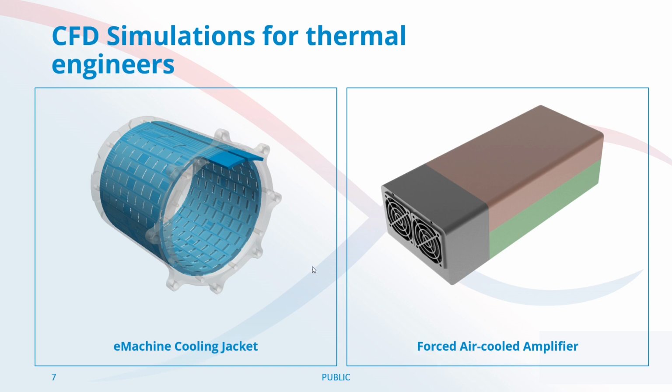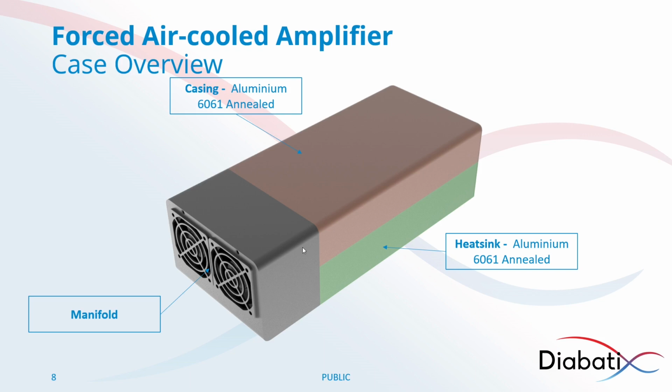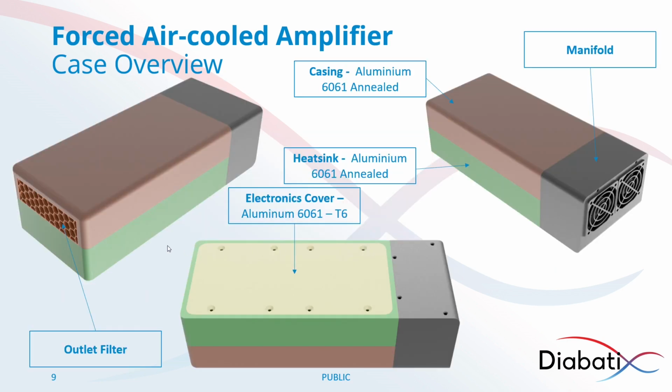So before switching again to the platform, I'll quickly go through the boundary conditions overview of this case as well. You have a lot of different solids, starting with a manifold, which is the black part here, and a casing out of aluminum, and the heatsink itself, which is also out of aluminum. The heatsink from the bottom side is covered with an electronics cover, also out of aluminum, and underneath that cover there are some components, and there is placed an outlet filter for dust to prevent it from getting into the heatsink.